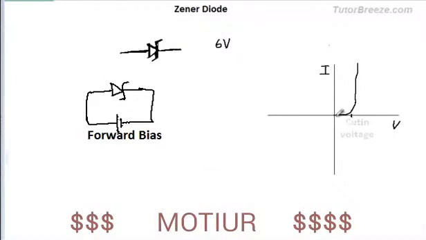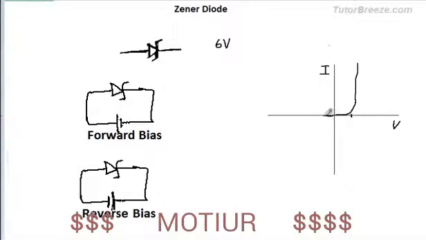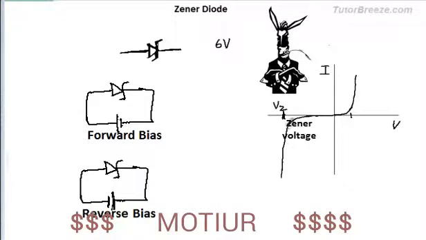Now in case of reverse bias, the current is practically 0 and at a certain voltage which is called the Zener voltage, the current increases sharply. And this is what we are interested in. This is the constant voltage that we talked about a short while ago. The voltage which does not change.